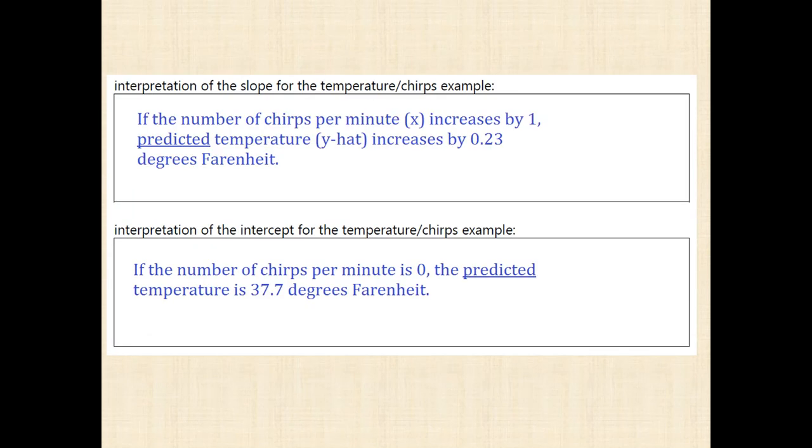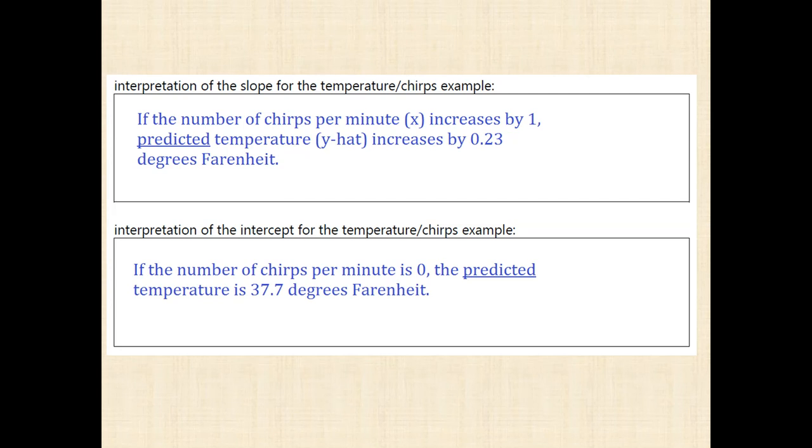Here are the interpretations for the slope and intercept for the temperature and cricket chirps example. For the slope, if the number of chirps per minute increases by 1, the predicted temperature increases by 0.23 degrees Fahrenheit. There are really 4 things that you have to get in here. X increasing by 1, the y variable increasing by 0.23, the context, and then the fact that it's a predicted y value, not an actual y value.